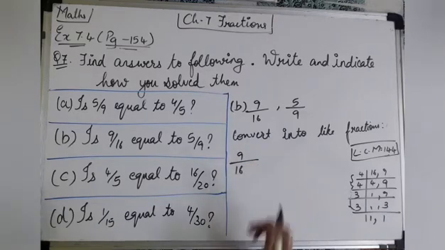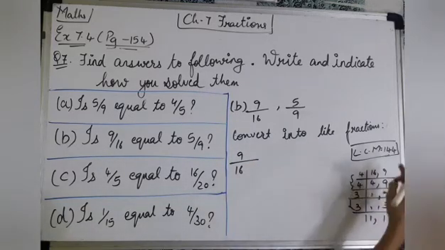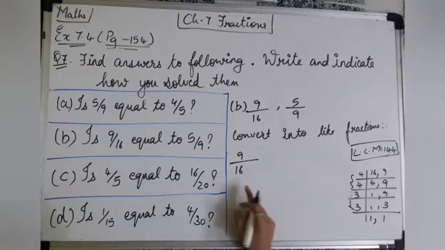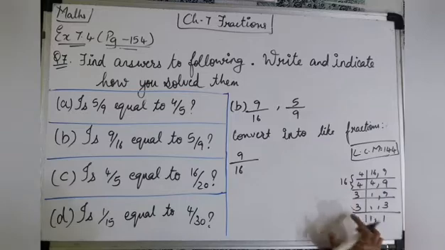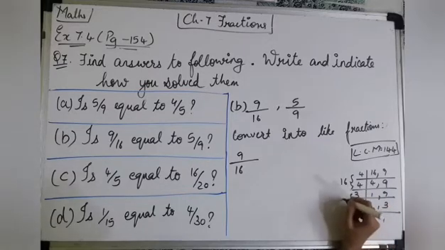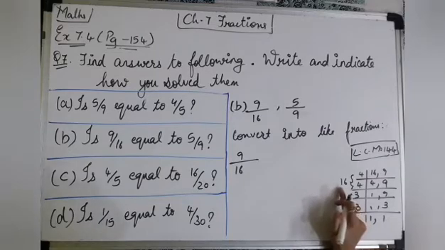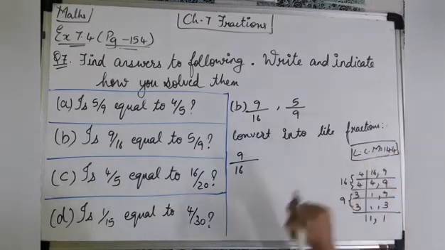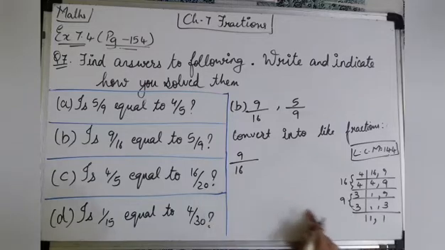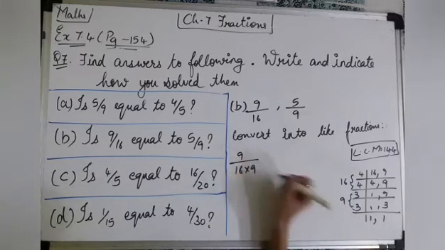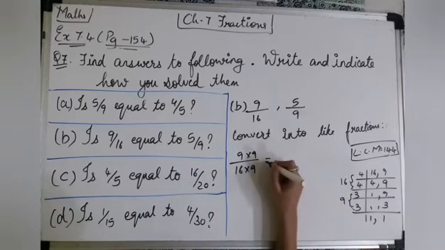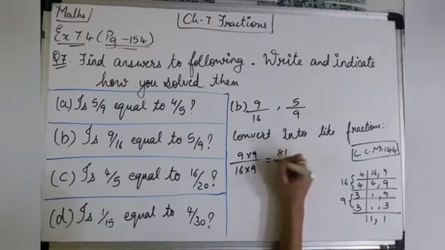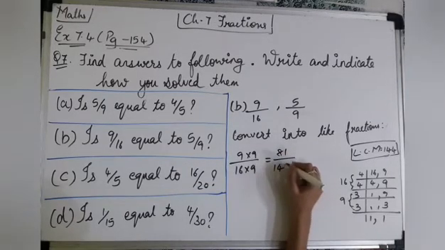9 upon 16. Now in the denominator we need 144. Again you will say that I do not know the table of 16. But if you use your mind, 4 4s are 16 and 3 3s are 9. So we multiply 16 into 9 and we get 144. If we multiply in the denominator, we will multiply in the numerator also. So 9 9s are 81 and 16 9s are 144.